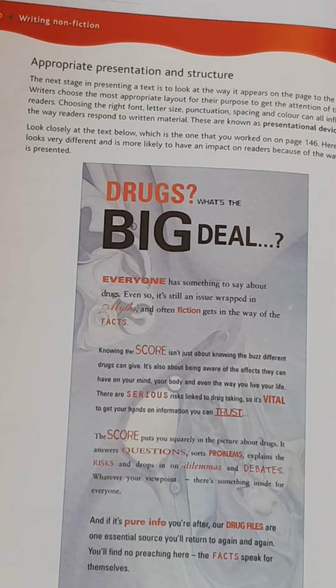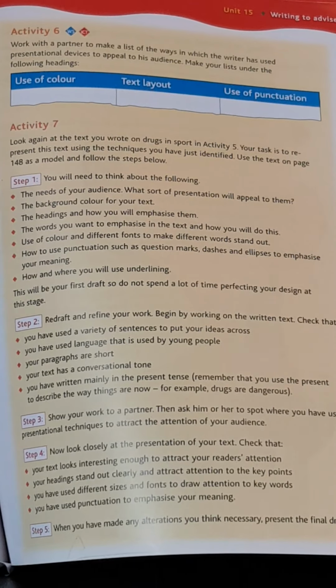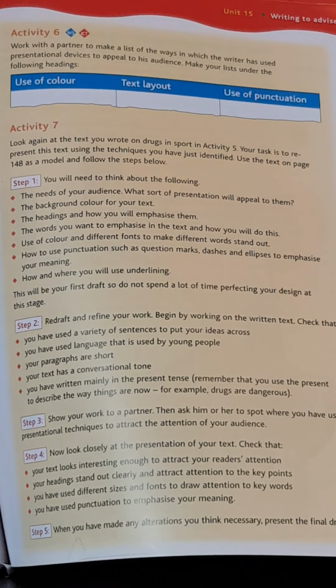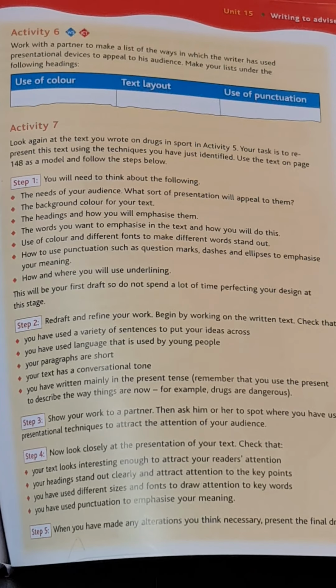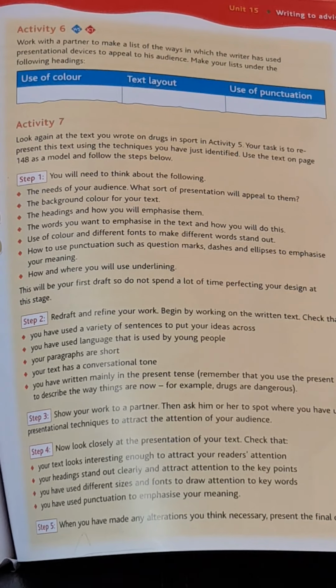So we're going to do a couple of activities based on this. So firstly, if we look at activity 6 at the top of the page, it says work with a partner. You can do it on your own or you can get a family member to help you with this, to make a list of the ways in which the writer has used presentational devices to appeal to his audience.